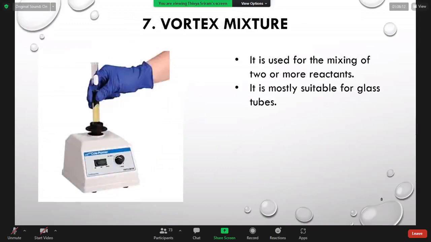Now we will see about the vortex mixer. Here for the vortex mixer, we can use a screw cap test tube. Inside the test tube, we will put the sample. After that, we will close it using the cap. After that, we can put the sample in the vortex. Here we can set the speed as well as the time for the stirring purpose. Then we can get the well mixed solution.